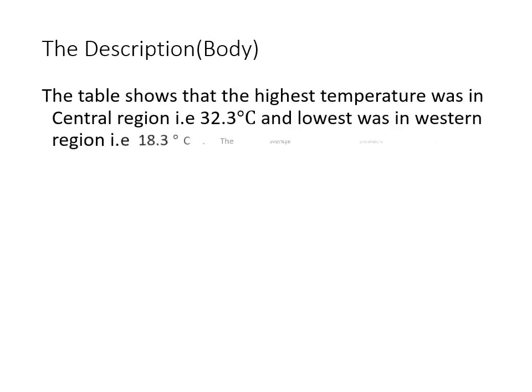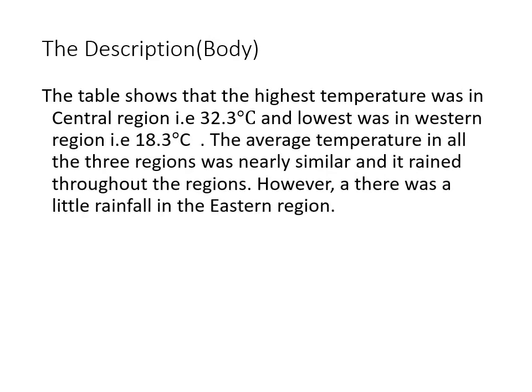The second part is the description, and in the description you can show the contrast comparison. The table shows that the highest temperature was in the central region, at 32 degrees Celsius, and the lowest temperature was in the western region. It was 18 degrees Celsius.